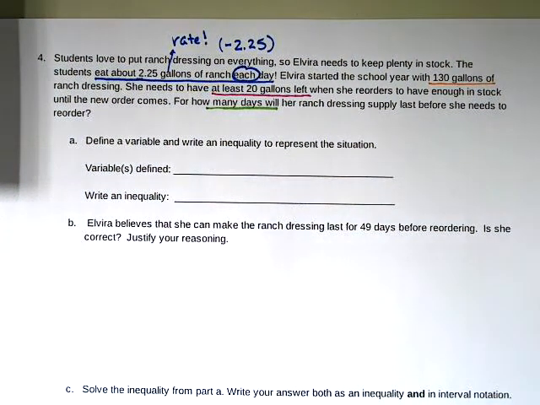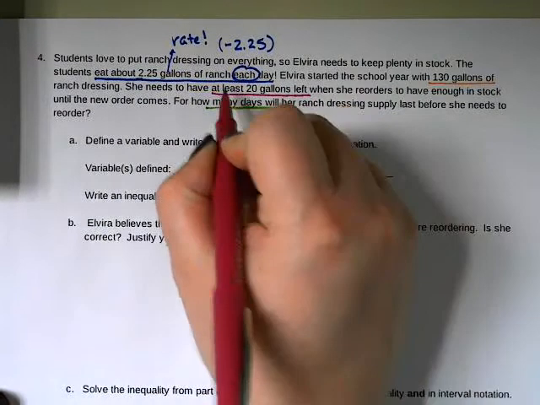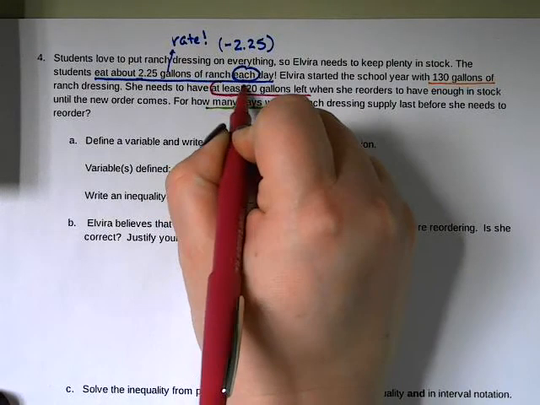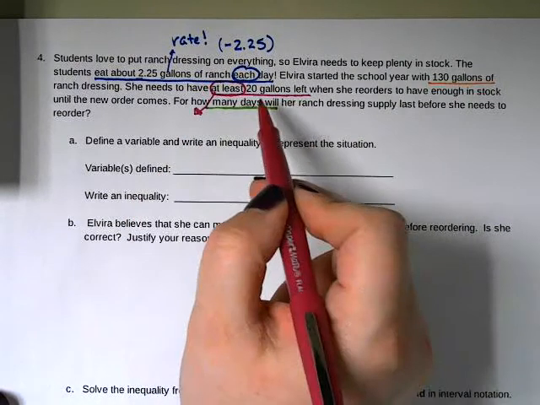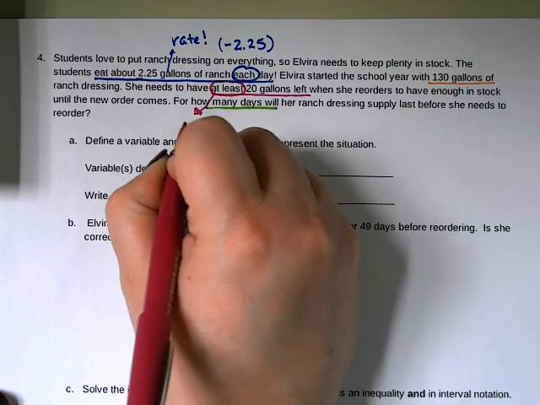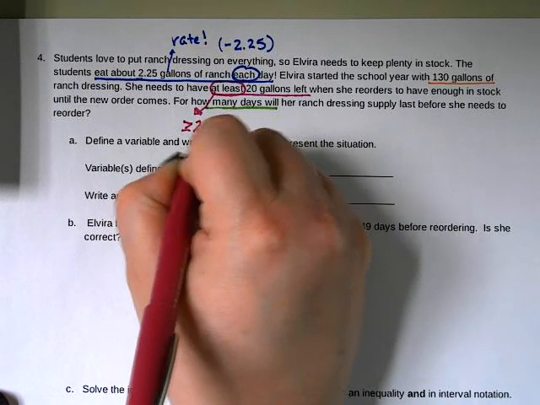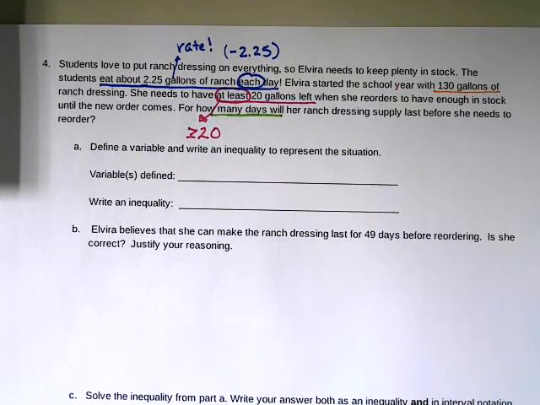Let's see what's next. She needs to have at least 20 gallons left when she reorders. So hopefully you guys are getting to be pros at what the words at least mean. If I need to have at least 20 gallons left, it means I need to have 20 or more. So that means it's going to be greater than or equal to 20 gallons. If I have less than 20, that's going to be a problem. But I can equal 20 and I can be bigger than 20.